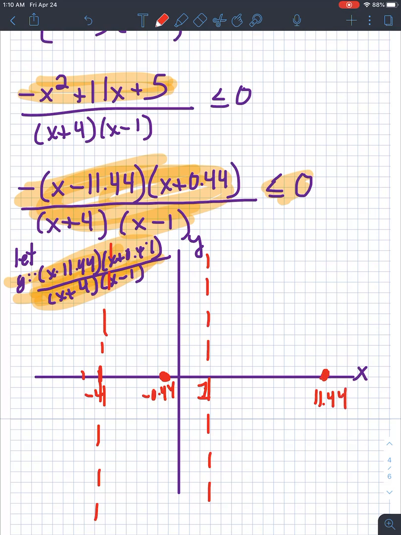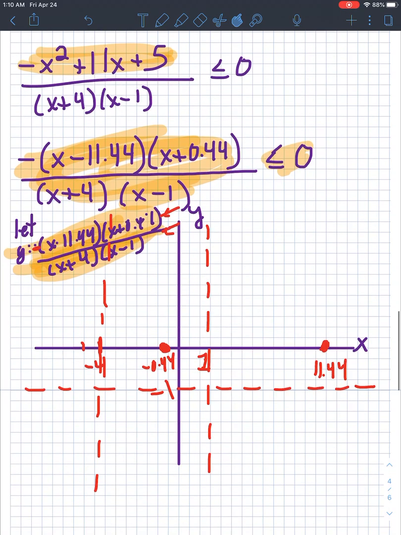And this is a quadratic divided by a quadratic, so we have a horizontal asymptote at, this is a negative 1 over a positive 1, so at negative 1 we have a horizontal asymptote. There we go. And alright, let's graph it.